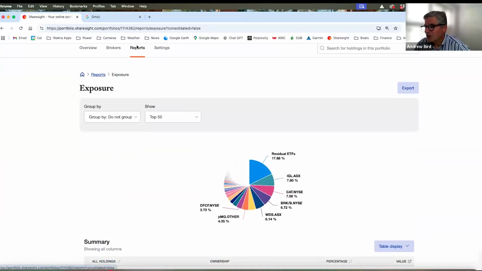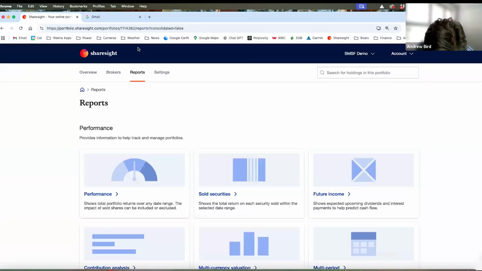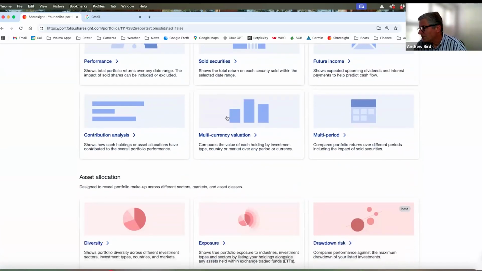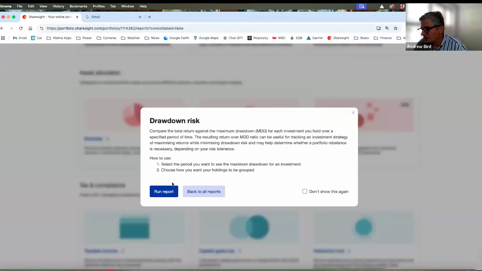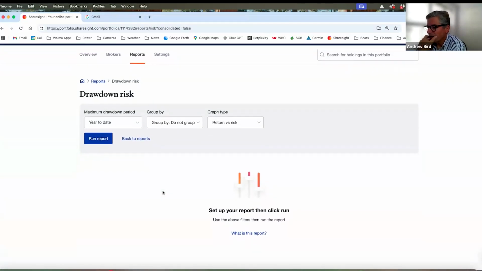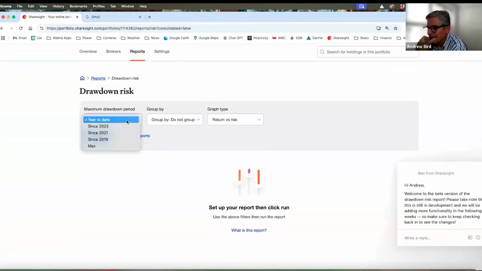So that's exposure. And then lastly, I'm going to have a quick look at a new report for us, which is out in beta for expert users. You may or may not have seen this, but I think it's a really interesting report, which will be available to everyone soon. And I'd certainly encourage you to have a look at it.